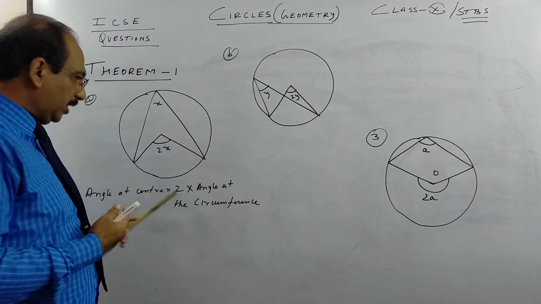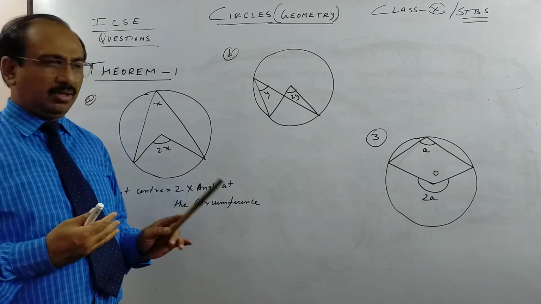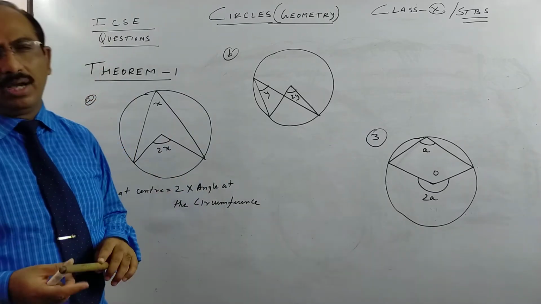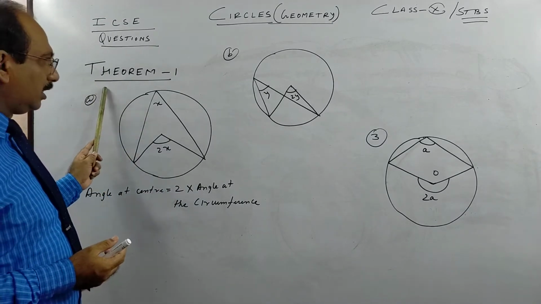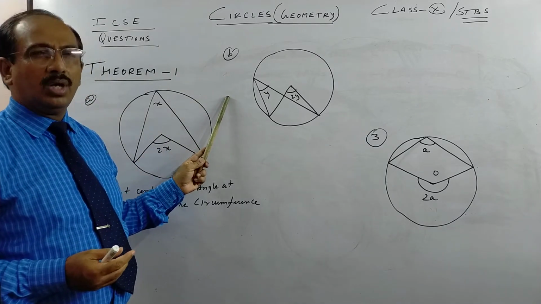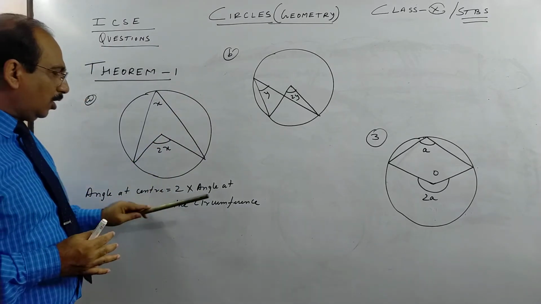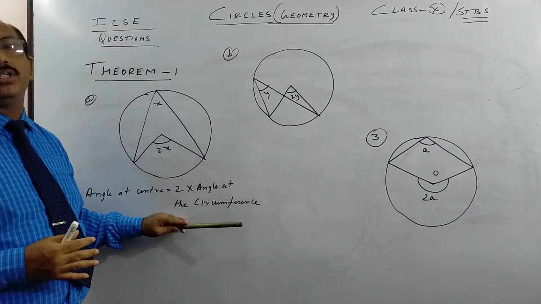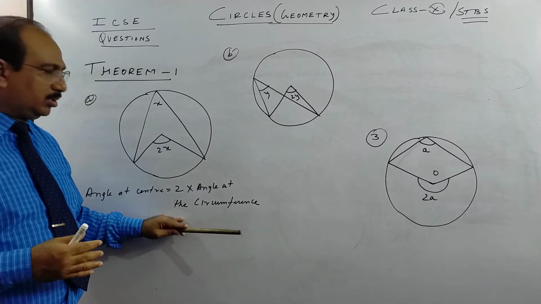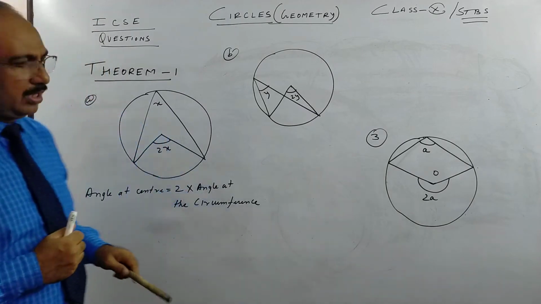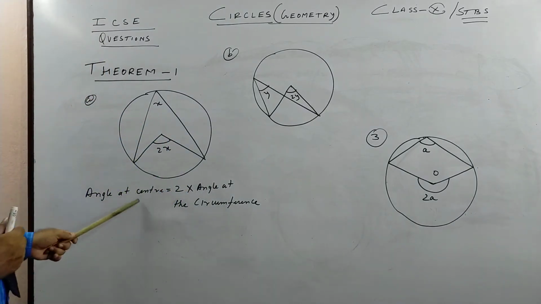If I want to write all the theorems, it will become too big here. My idea is to give you the concept. You have a standard textbook; any textbook which deals with circles will have all this. So this is how we write the theorem in short. When we do the sums also, but if you want the full wording, please see your book and follow that. So the angle at the center is double.